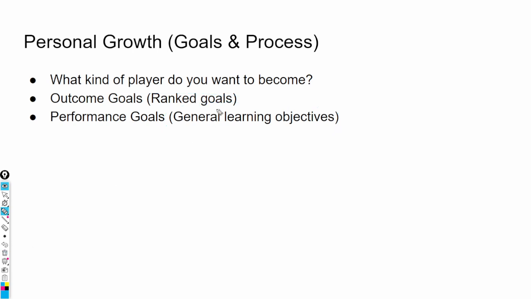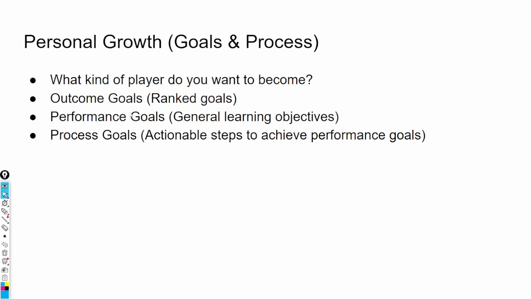These are very general, so they're not particularly specific. They can be things like wanting to improve your jungle clearing, or I want to improve my map awareness, or my CSing, or my teamfighting, or whatever. Very general, but how we actually work towards those performance goals is with process goals. And these are the actionable steps that we use to achieve our performance goals. These are very small, very specific, and they're always going to be in alignment with our performance goals.